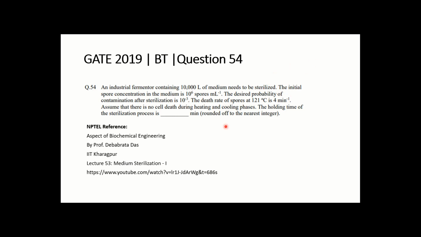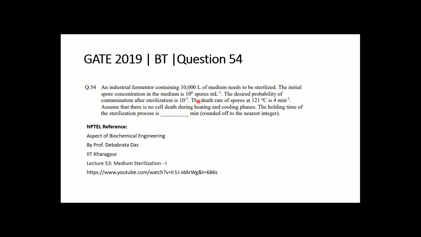Here the initial spore concentration is given as 10 to the power 6 spores per ml, and the desired probability of contamination after the sterilization is 10 to the power minus 3. After the sterilization the spore count should be 10 to the power minus 3, but this is not a concentration, right? The unit of the initial cell is spores per ml, but here the unit is only spore.